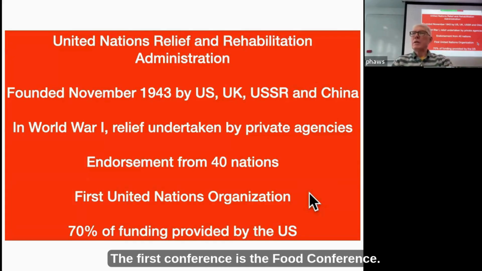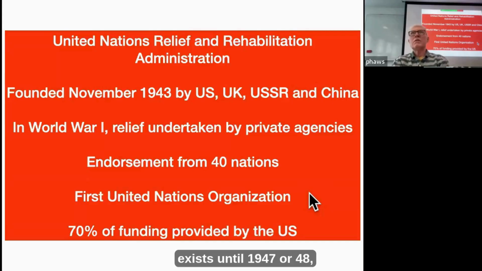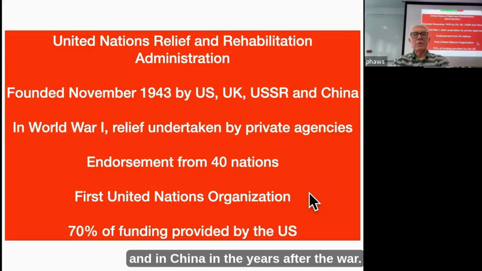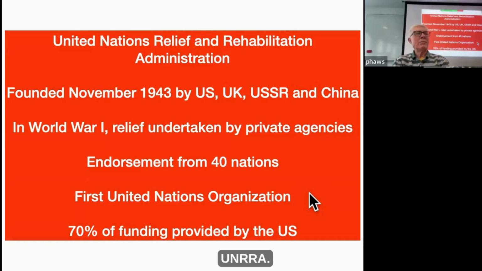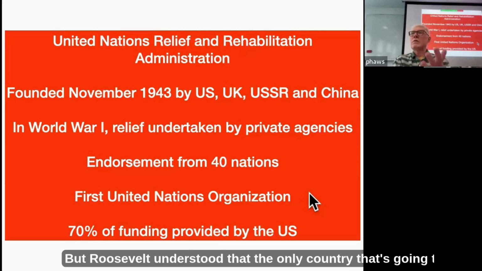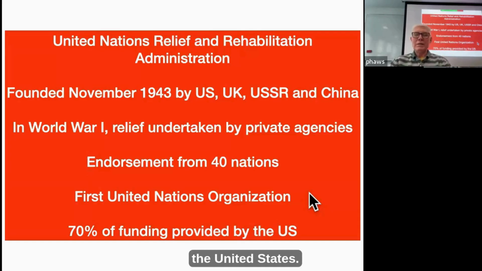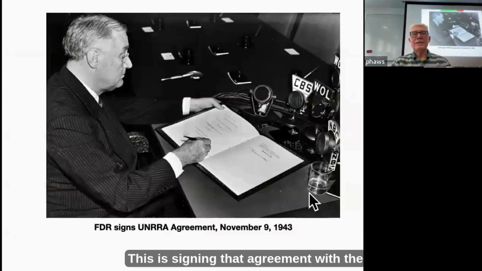And eventually, this was endorsed by 40 nations, and it becomes the first United Nations organization. The first conference is the food conference. The first organization is UNRRA, and UNRRA exists until 1947 or 48, I think it is. But it provided support for more than 700,000 refugees in Europe and in China in the years after the war, paid for by the United States. We paid 70%, which is a large percentage of the funding that was actually provided to UNRRA. But Roosevelt understood that the only country that's going to have any money once this war is over would be the United States.